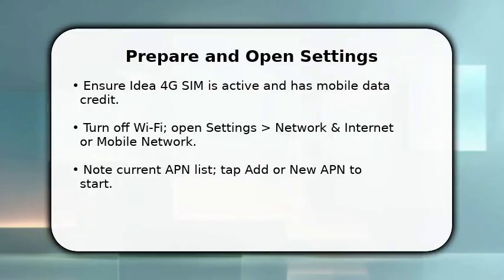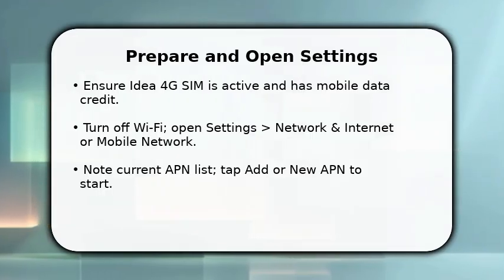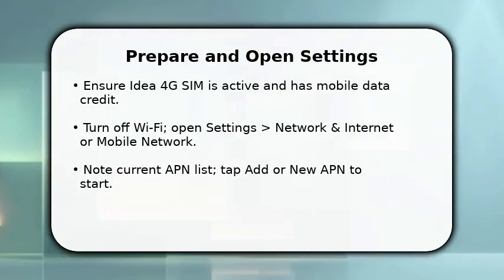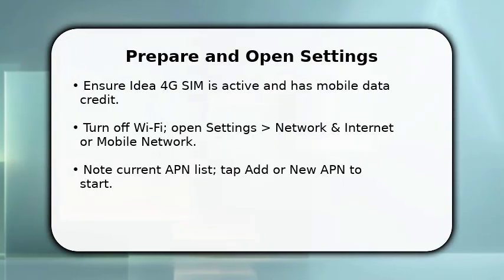You begin with essentials. Confirm your Idea GSM SIM is active and mobile data is allowed. Once done, turn off Wi-Fi so the phone uses the SIM, then open Settings and go to Network and Internet or Mobile Network depending on your phone.